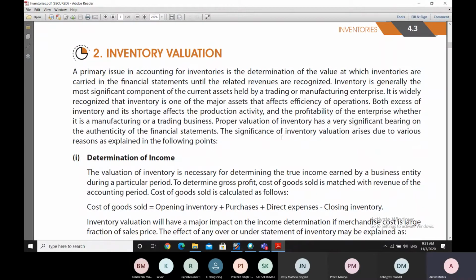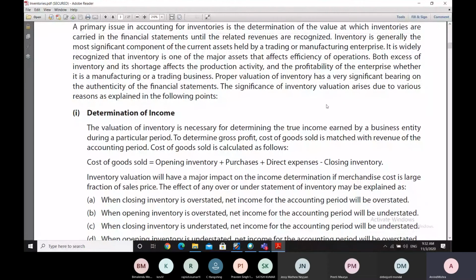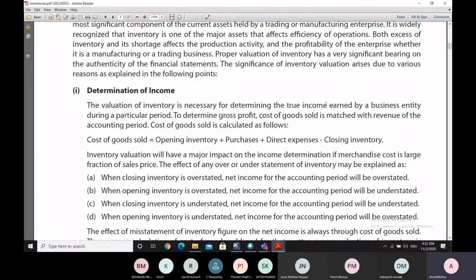So the significance of inventory valuation arises due to various reasons. Now we have to understand the significance of inventory valuation. What is the significance of inventory valuation? If we value inventory correctly, how are we benefited by it? For getting the significance of inventory valuation, we will consider some points now.